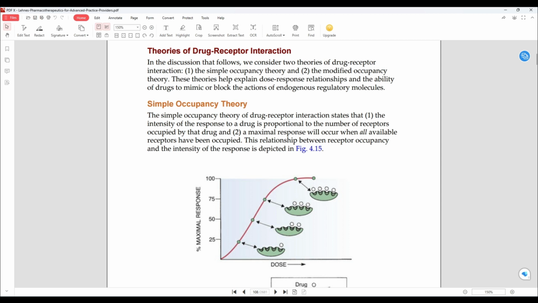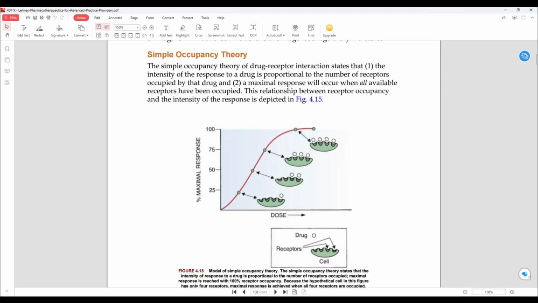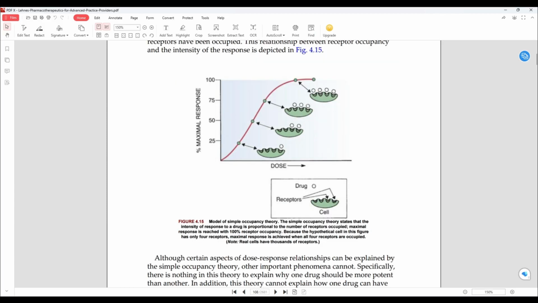The simple occupancy theory of drug receptor interaction states that the intensity of a response to a drug is proportional to the number of receptors occupied by the drug, and a maximal response will occur when all available receptors have been occupied. This relationship between receptor occupancy and the intensity of the response is depicted. So here you're taking a look at the model of the simple occupancy theory.